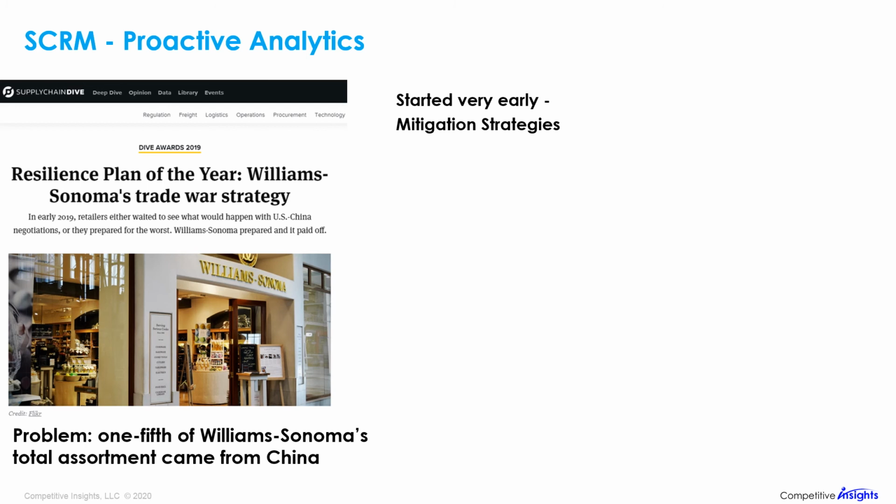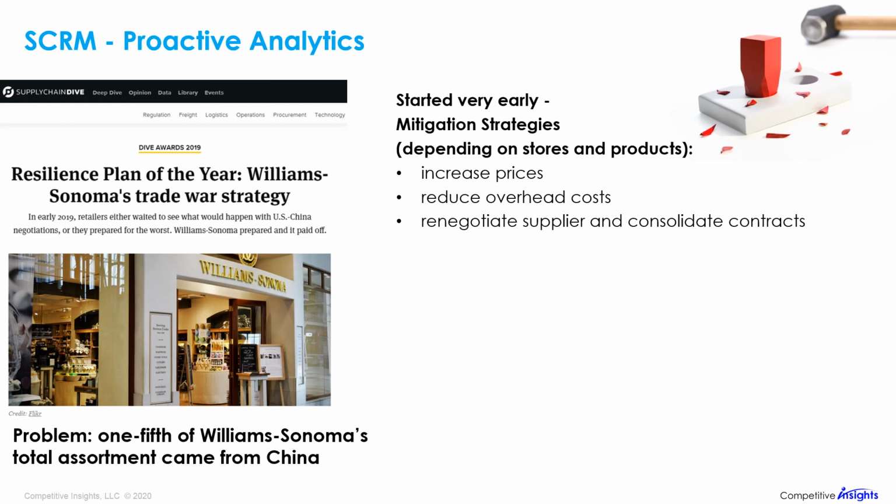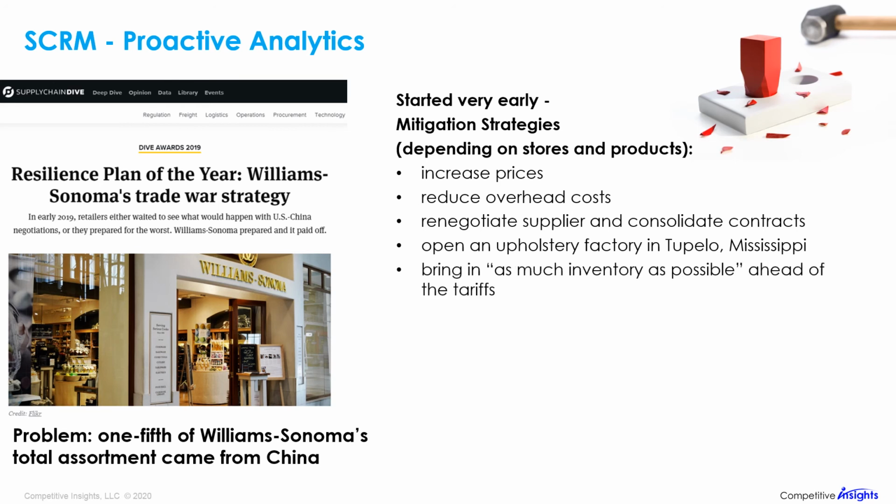So they went in and looked at different strategies, again, depending on the segmentation of customers, of stores and products that they were actually selling. So they looked at increasing prices in some cases, reducing costs, renegotiating suppliers, bringing some of the manufacturing back into the U.S., and fast forwarding the inventory that many companies did ahead of the tariff increases. So all strategies that were based on segmented groupings of products and the stores that were actually selling them.